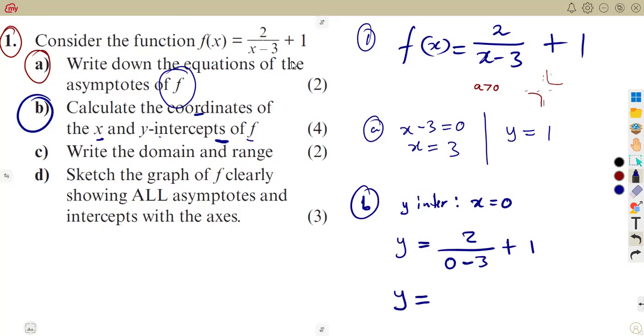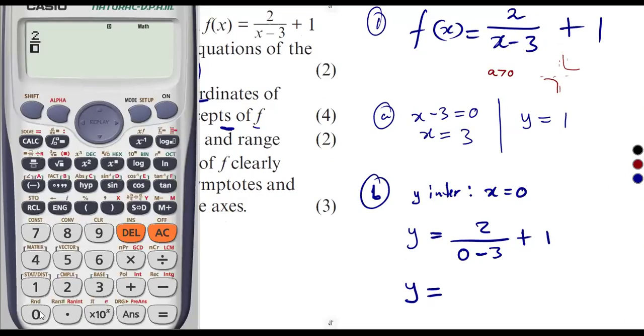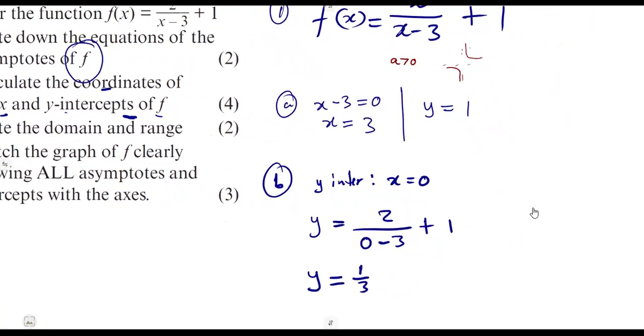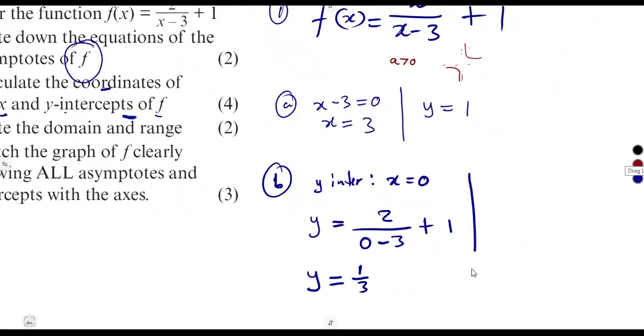All right, so let us just have our calculator. That's 2 over 0 minus 3. Then move this one aside, add a 1 like this. That is going to give us 1 over 3. So this is the y value, which is the y-intercept. All right. We've got the y-intercept. Then we also need the x-intercept, depending on what you're going to have. All right. So that's for the x-intercept.